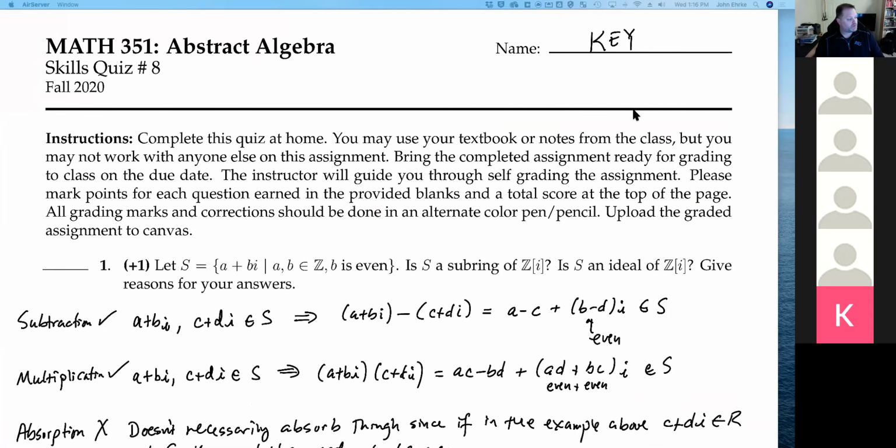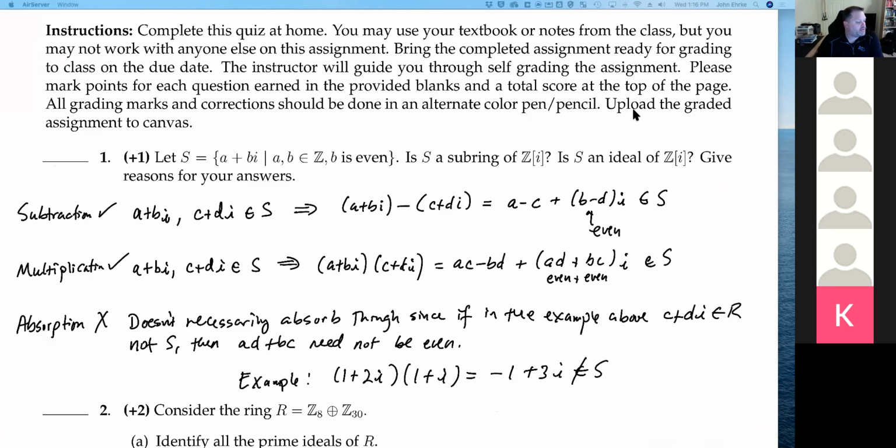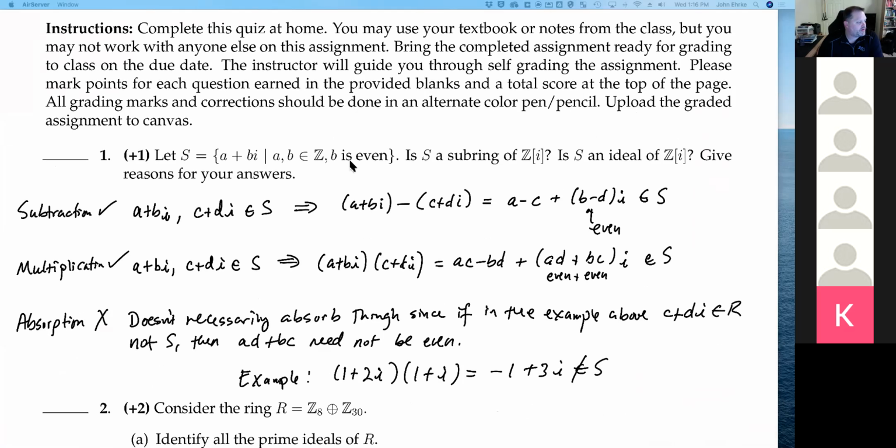All right, so we're going to start with this little mini proof here, asking: is the set of Gaussian integers with even coefficients a subring of the Gaussian integers? Is it an ideal? So I've got to check three things here: subtraction, multiplication, and absorption. It is closed under subtraction. That's pretty easy to show. It's closed under multiplication. That's also easy to show.